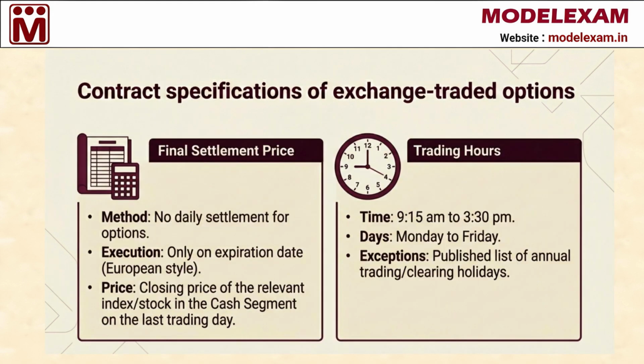Unlike some other financial products, options do not have a daily settlement. Because they are European style, they are only settled on the expiration date. The final settlement price is the closing price of the index or stock in the cash market on that final day. You can trade these equity options during normal market hours, which are from 9:15 a.m. to 3:30 p.m. Monday through Friday, excluding public holidays.